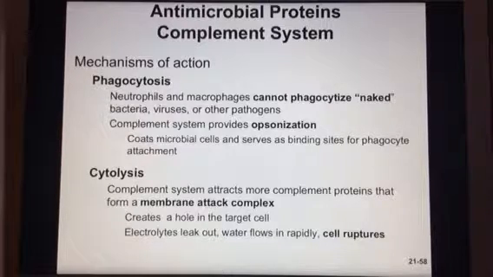And then cytolysis is where the complement system attracts more proteins, and they make what's called a membrane attack complex. So it's a hole in the target cell, and basically the ions are going to come out, the water flows in, and then the cell will rupture.